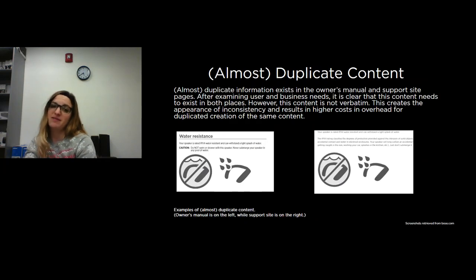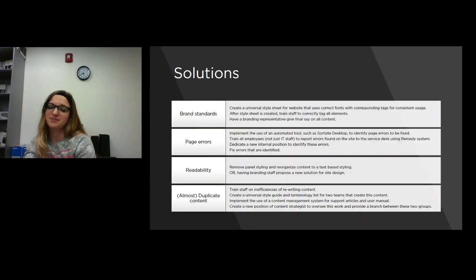The last issue I found was that somewhat duplicate information existed across the site. In particular, I found this in owner's manuals and support. After interviewing stakeholders from both sides, I found that content was rewritten from one platform to the next. The current process, as is, simply inefficient and increases operating costs for the business.